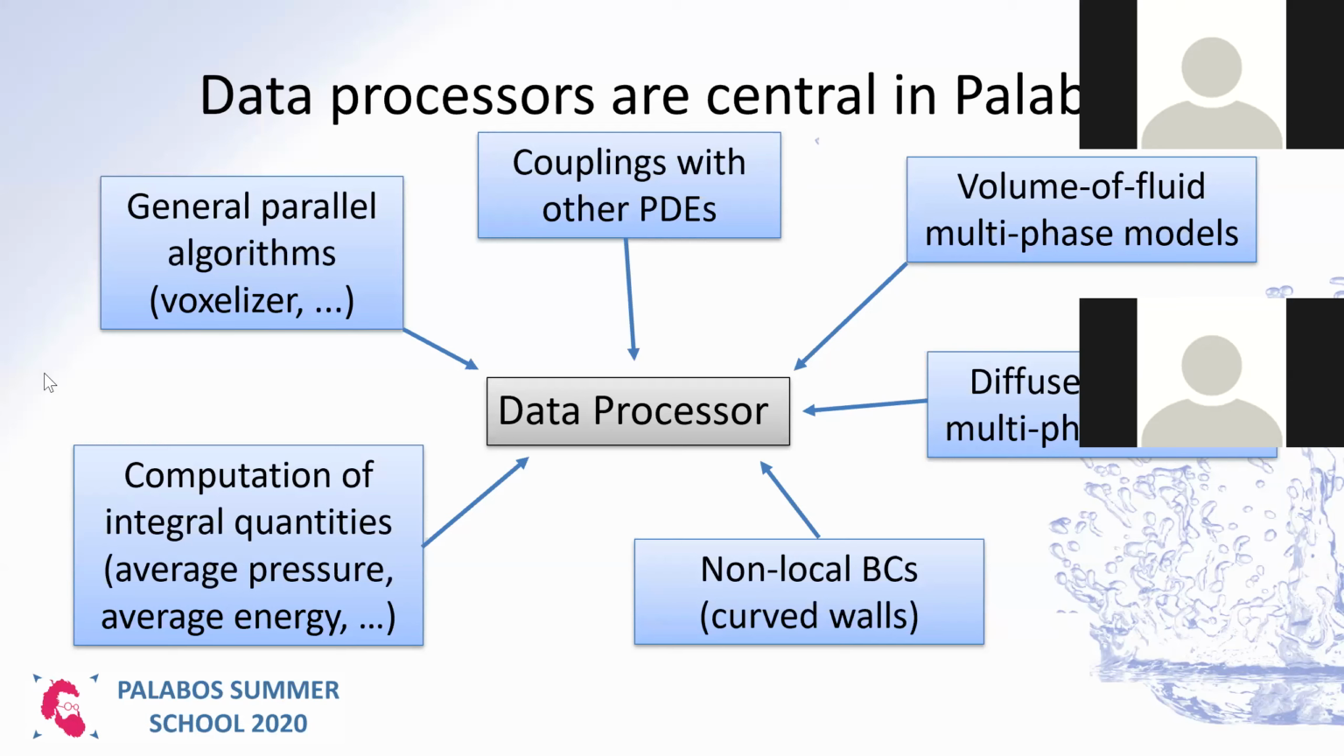And general algorithms which have nothing to do with lattice Boltzmann, parallel algorithms, are often implemented with data processors because they are a convenient framework for doing so. For example, you have in Palabos something which is called the voxelizer. When you provide a geometry, the geometry of an artery, to take an example from yesterday, and want to compute which cells are inside the geometry and which are outside, an algorithm called the voxelizer is doing that for you with parallel efficiency because it is implemented through a data processor.